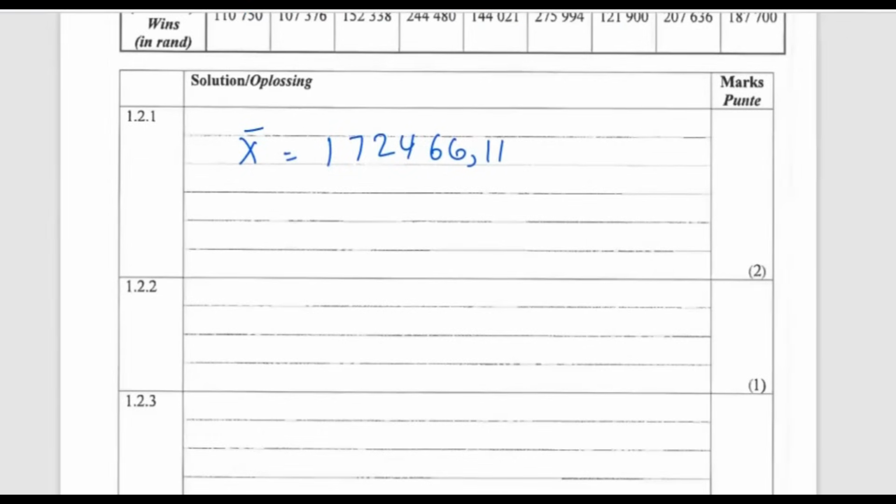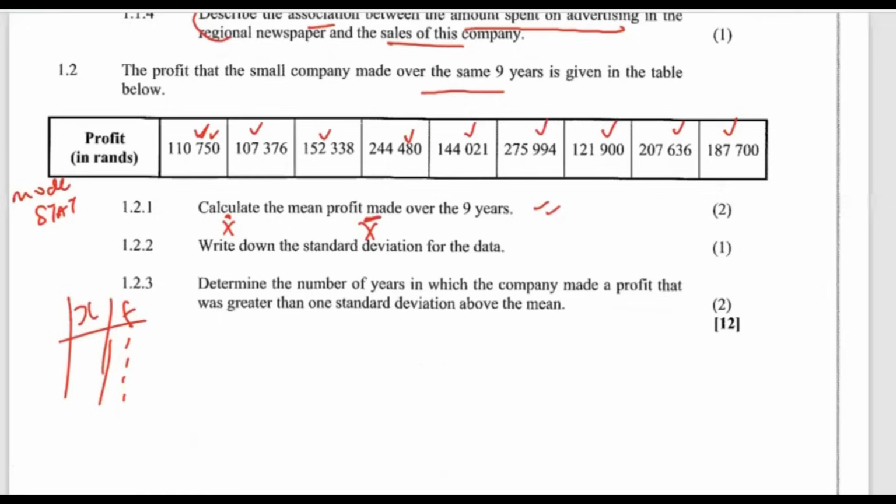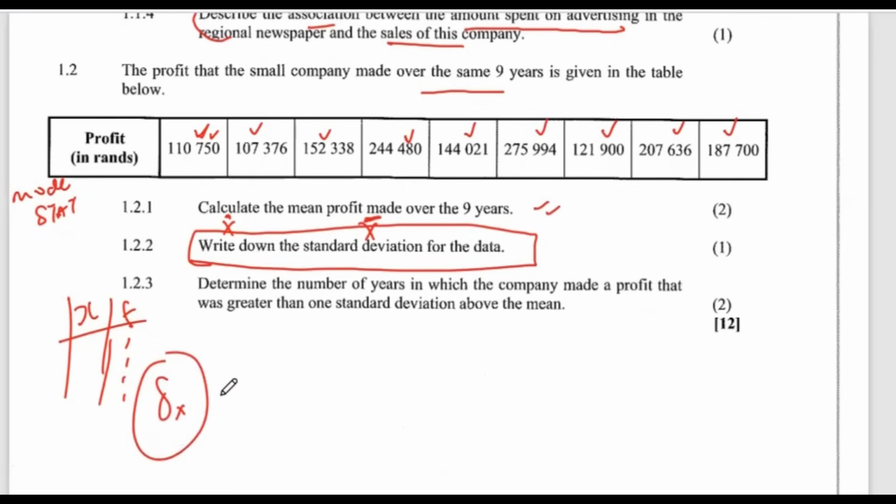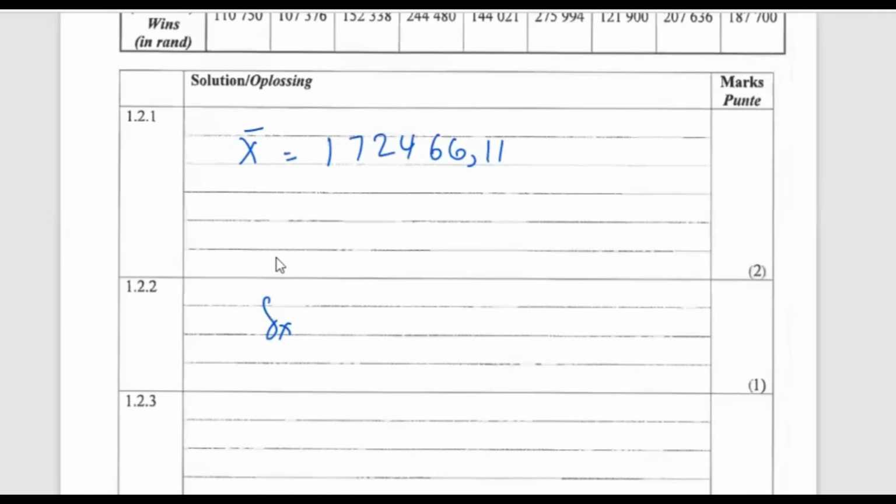And then 1.2.2, they want us to get the standard deviation. That's what the question is asking for. Write down the standard deviation. So from the shift 1, we must look for the standard deviation. It's normally by number 3. So from my calculator, my standard deviation is 56950.